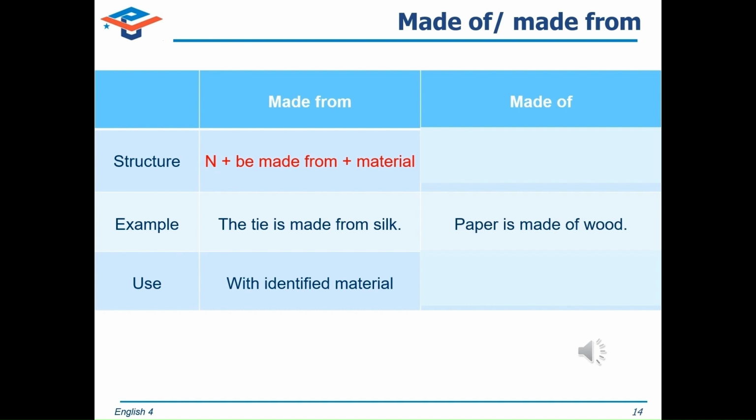Now look at the second example here. Paper is made of wood. Actually, when we touch paper, we may have no idea about its material if we do not have prior knowledge that people use wood to make paper. So made of is used for material which cannot be identified.